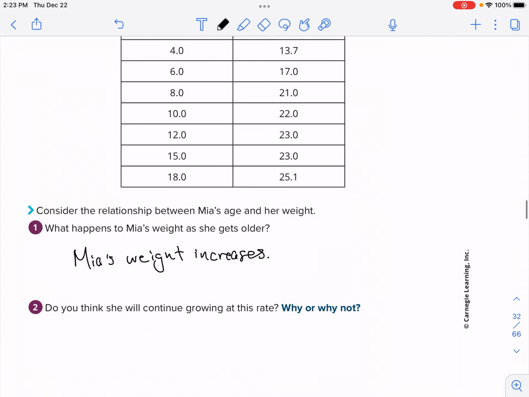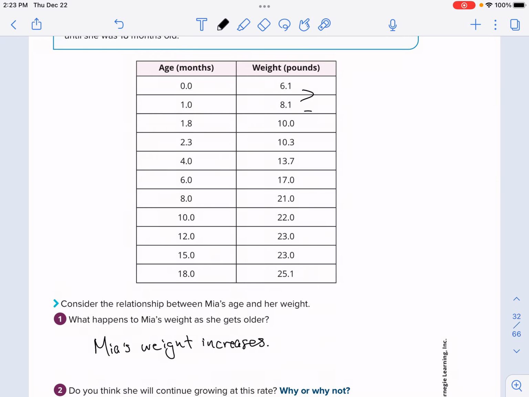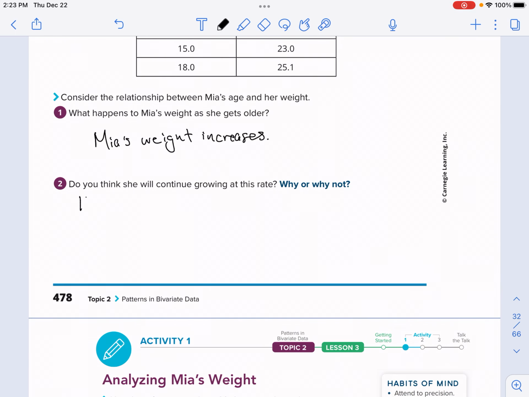But an important thing to note here, and this relates to our topic of line of best fit, do you think she will continue growing at this rate? If you look at it, you can try to subtract each one. Is there a constant amount? And do you think a baby will grow at the same rate? For this, most likely not. Her weight will not increase, it'll still increase, but not at the same rate. So it will not increase at this rate.